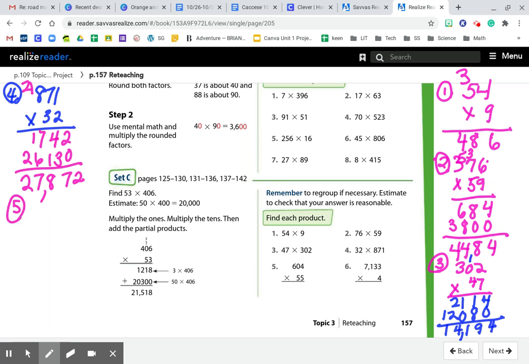Number 5, maybe I can do this one here. 604 times 55. 5 times 4 is 20, carry the 2. 5 times 0 is 0, plus 2. 5 times 6 is 30. 5 times 4, annex my 0. 5 times 4 is 20, carry the 2. 5 times 0 is 0, plus 2. And 5 times 6 is 30.